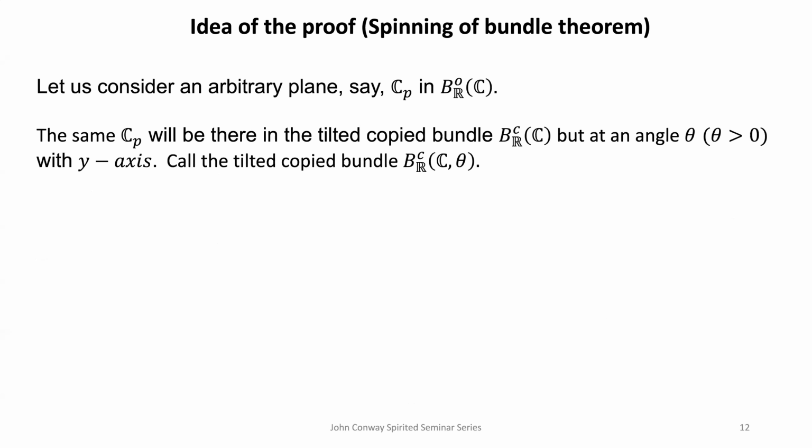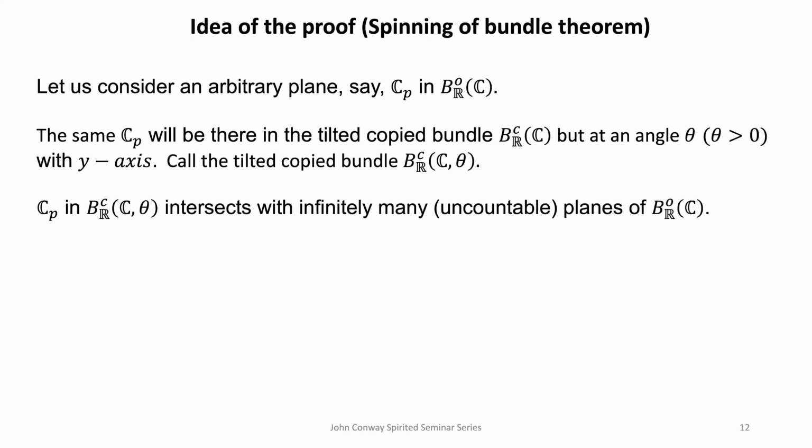Now let us consider an arbitrary plane, let's call it CP, in the original bundle BRO. The same CP will be there in the tilted bundle also, because that is copied. Let us call the tilted and copied bundle BRC comma theta. The difference is that BRC is before tilting, and BRC comma theta is the bundle tilted at an angle theta.